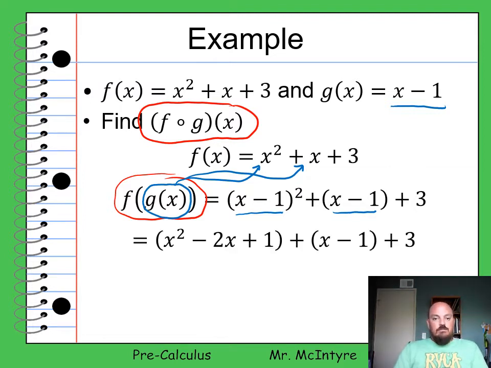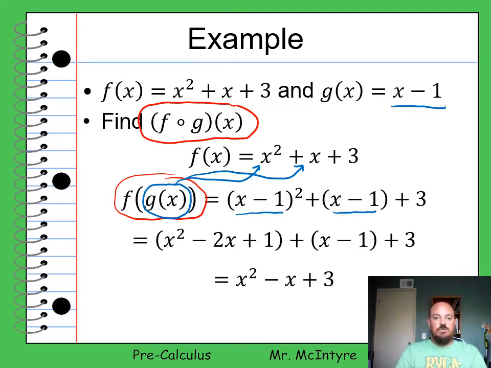So when I square the first one, I get x squared minus 2x plus 1, and I just left the rest for now. I left x minus 1, and I left plus 3. And then I just combined my like terms. So I had an x squared, nothing to combine it with. I left that as part of my answer.